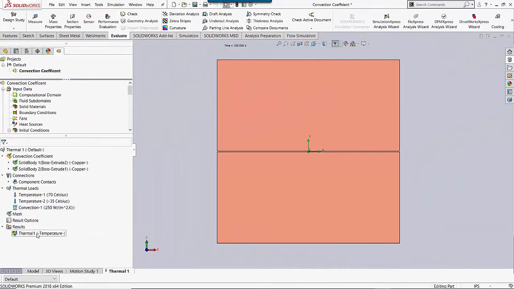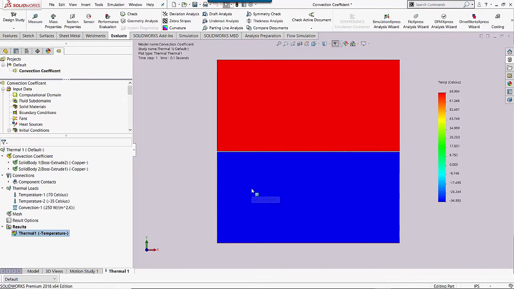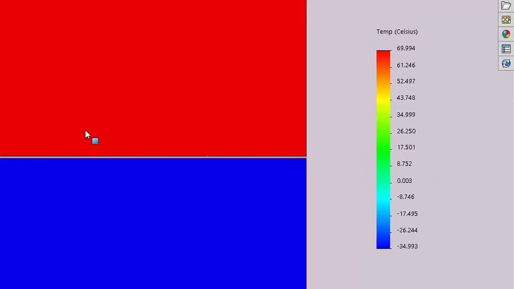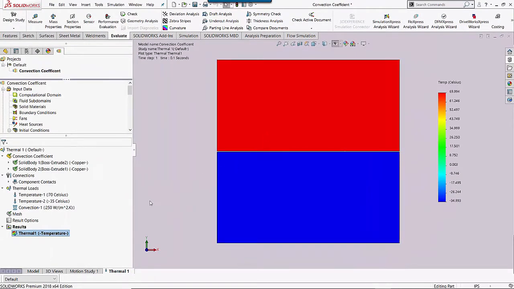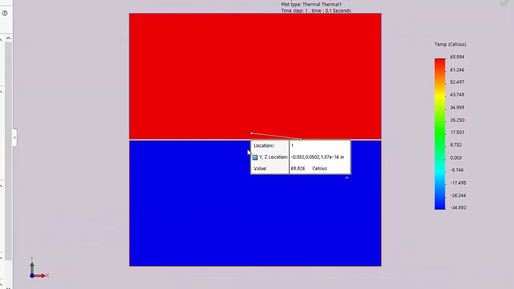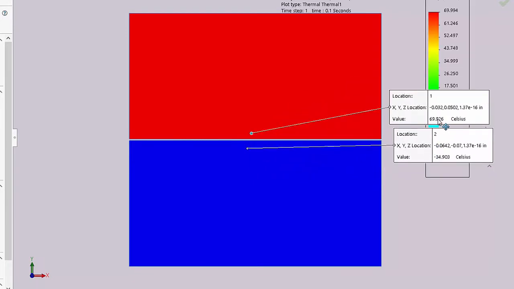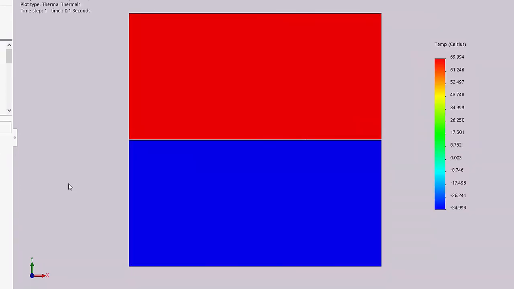I've already run this study, so when we look at the results, you can see that they are very, very different, and there's no heat transfer between them. There's no heat gradient here at all, and I can show that absolutely by probing these two bricks. So this is essentially still at 70 degrees Celsius, and this is essentially still at negative 35 degrees Celsius, even though the simulation ran for 100 seconds. And there should definitely be heat transfer between these two bricks over a 100 second time span.